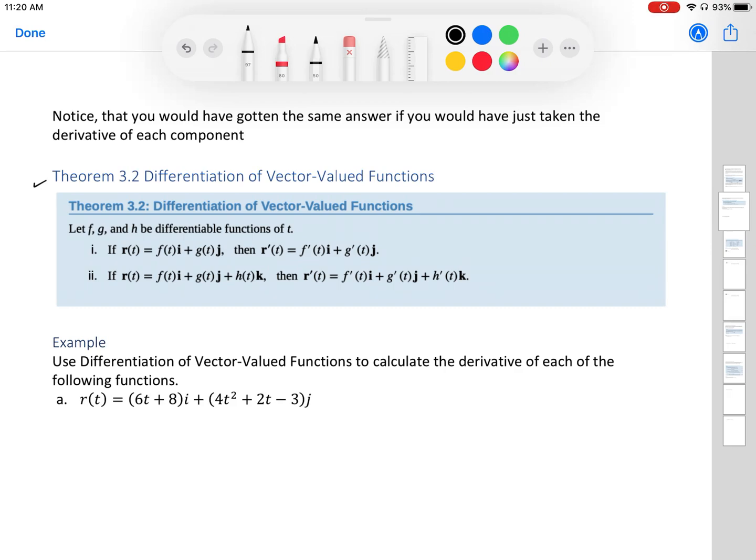Theorem 3.2. Let f, g, and h be differentiable functions of t. 1. If r of t equals f of t i plus g of t j, then r prime of t is equal to f prime of t i plus g prime of t j. Similarly, for three components, if r of t equals f of t i plus g of t j plus h of t k, then the derivative r prime of t is equal to f prime of t i plus g prime of t j plus h prime of t k.